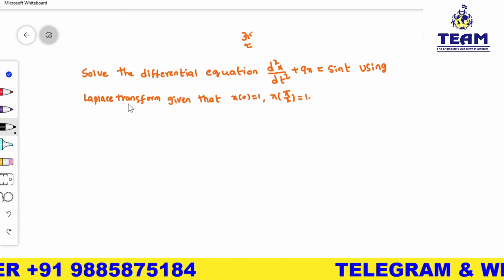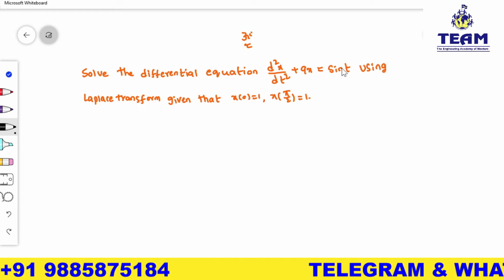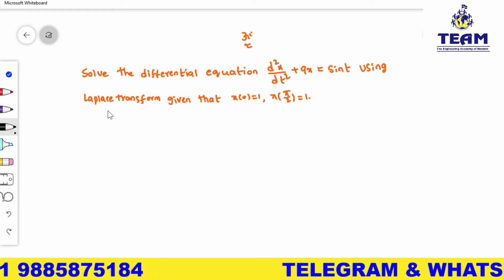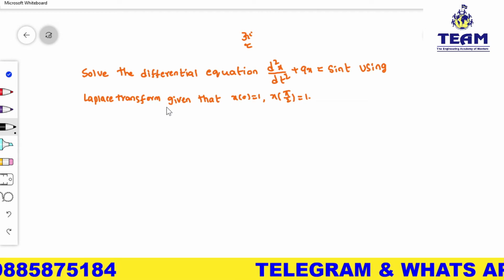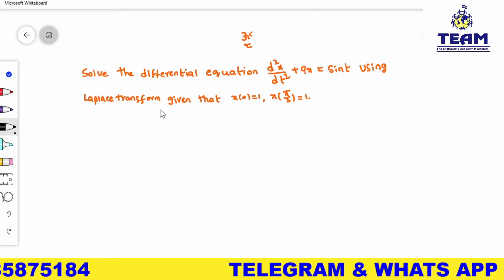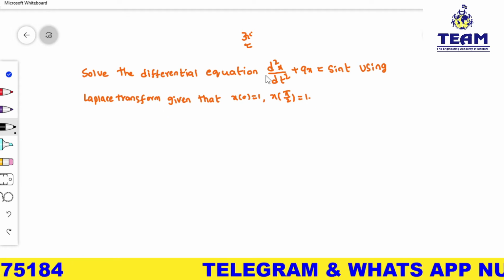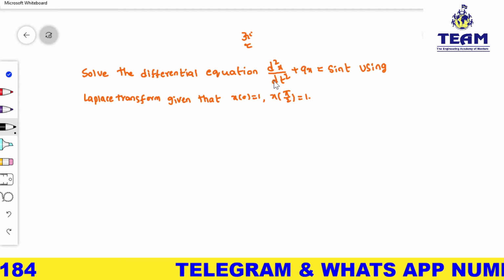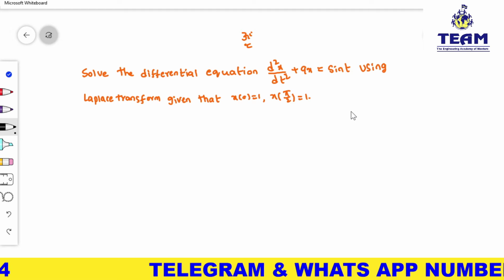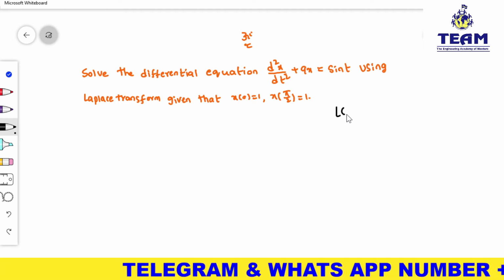We can say this is an application of Laplace transform to a differential equation. For that they have to give conditions. Which type of conditions are required? You see, the order of the differential equation is 2. We know the Laplace transformation derivative formulas.